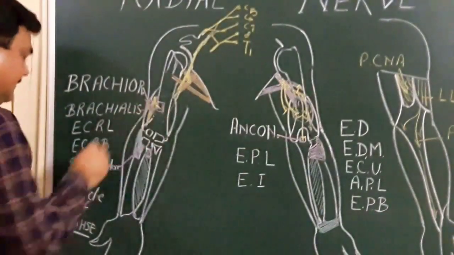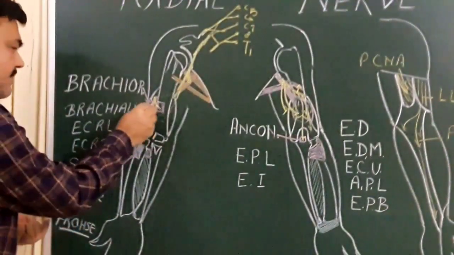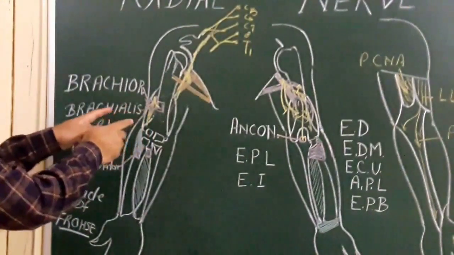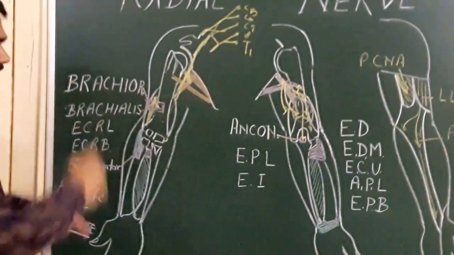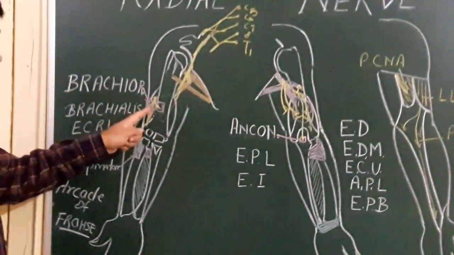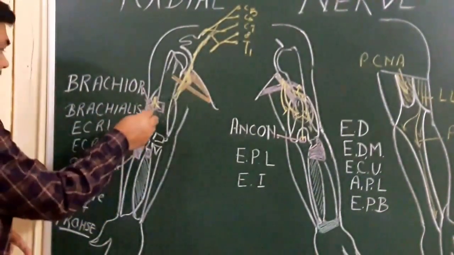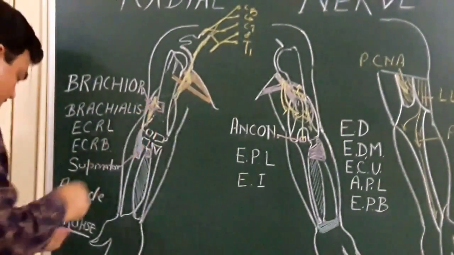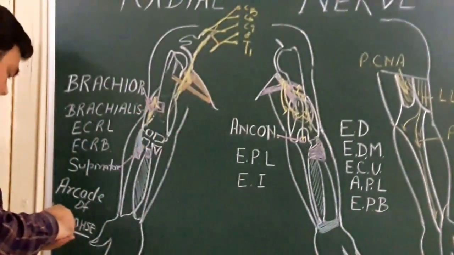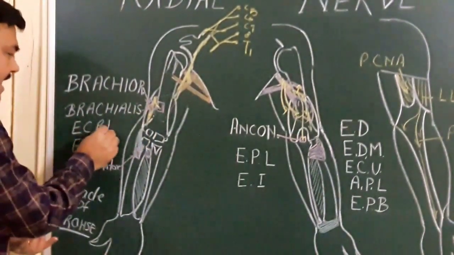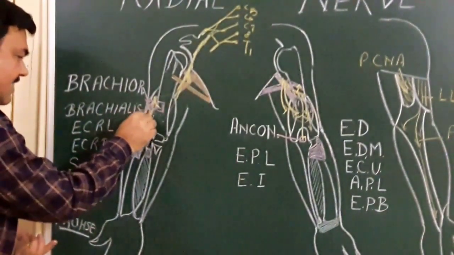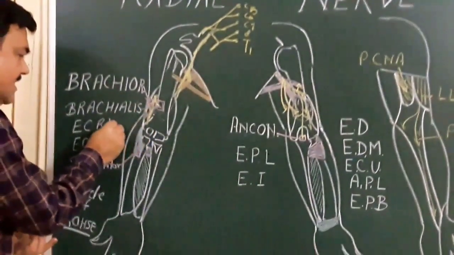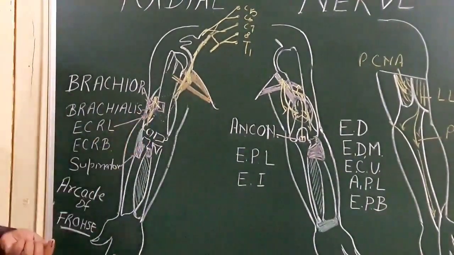After giving branches to these muscles, it passes between these two muscles, brachioradialis laterally and brachialis medially. It gives a branch to these two muscles, and then it gives another branch to the extensor carpi radialis longus muscle. Here is the extensor carpi radialis longus muscle.